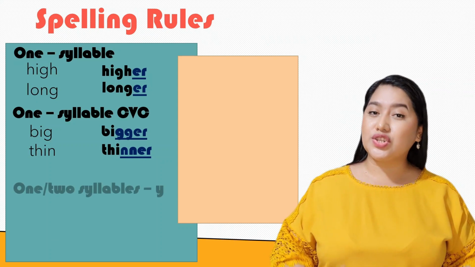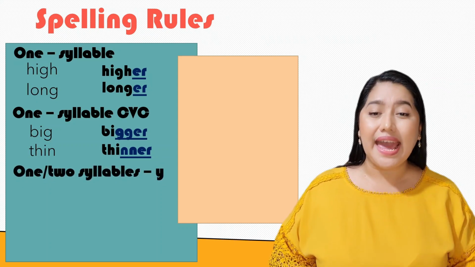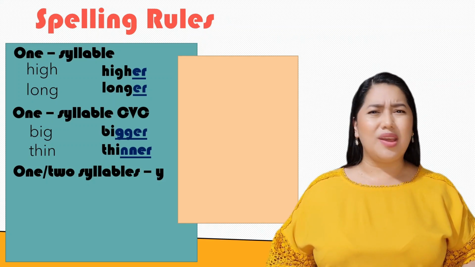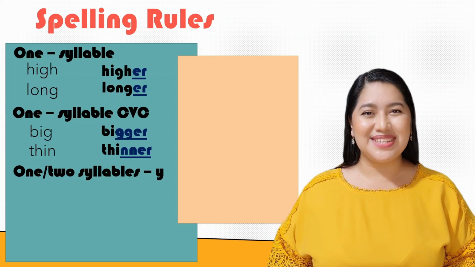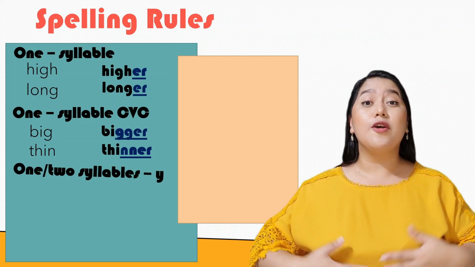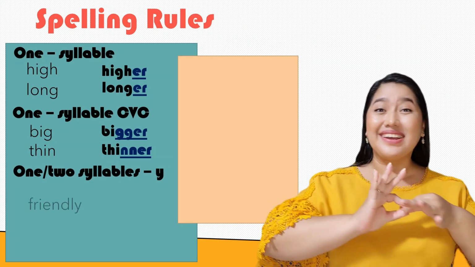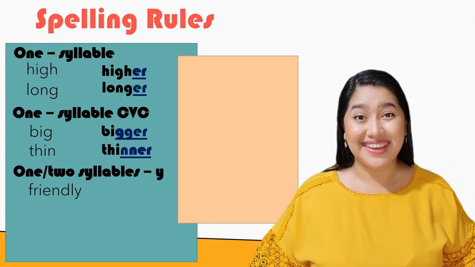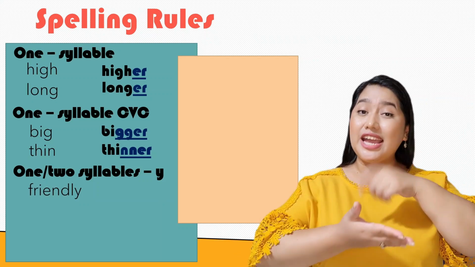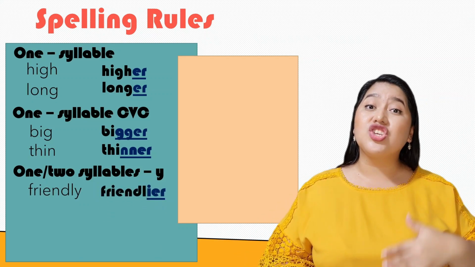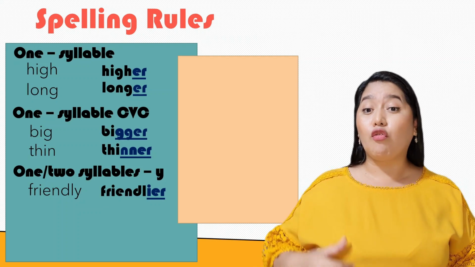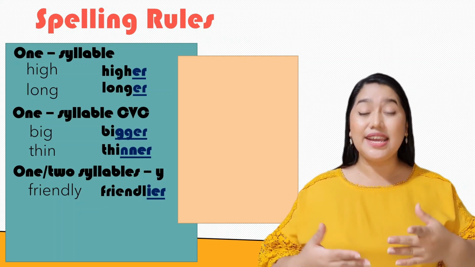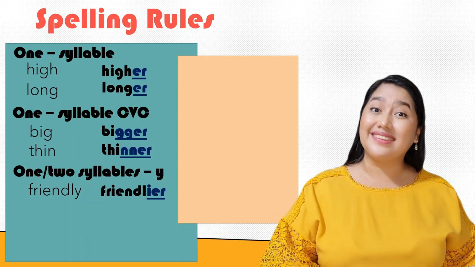One or two syllable adjectives ending in y. Let's see some examples. We have friendly. You remember? Okay, I am friendlier than Jimmy. In written English, you need to change the y for an i and then you add er. Can you see? Friendly becomes friendlier.